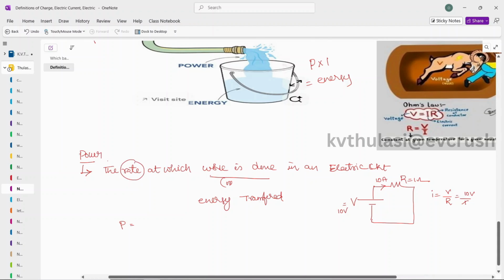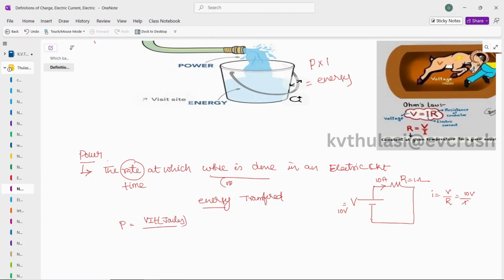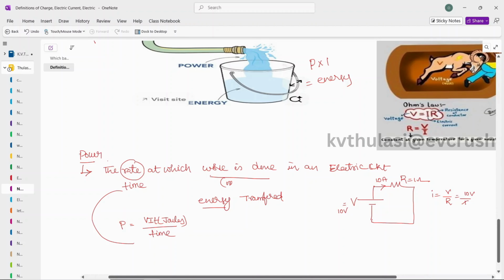So how are we going to define power? Power P is equal to the rate, and rate means with respect to time. The rate at which work is done in an electric circuit. Some work is done in this electric circuit in the transfer of current. The energy we are going to call VIT, and the unit of energy is joules. The rate is generally defined with respect to time. Therefore power is the ratio of energy transferred or work done divided by time taken. The unit of time is seconds.